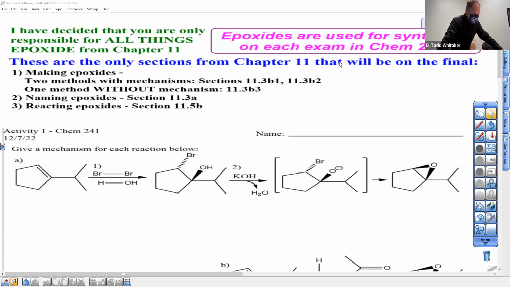Up here, there's an announcement, very important. I've decided that you are only responsible for all things epoxide from chapter 11. So if it has anything to do with epoxides, that's the stuff. Why? Epoxides are very useful. We use them in synthesis on each exam in 242. So the very last thing today, we're going to show how they react, and that you're looking ahead.